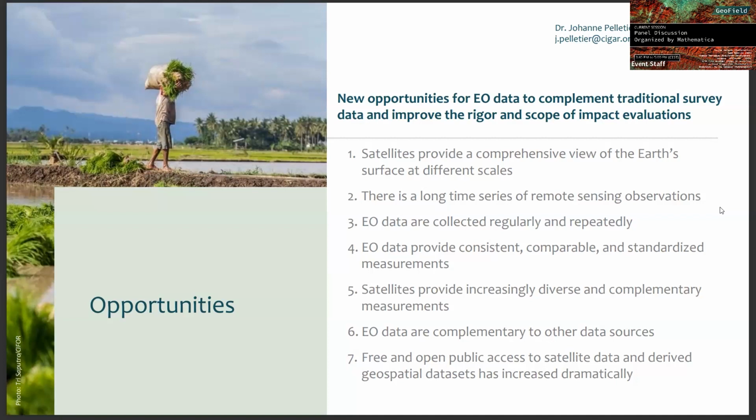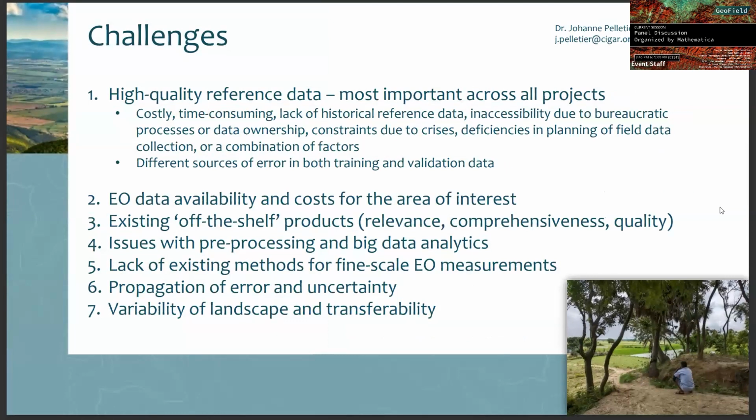There are also diverse measurements coming from LiDAR and radar that measure different aspects and can be complementary, both between themselves, so different types of sensors, but also complementary to traditional survey data. And there's more availability of free and public access. But there are definitely important challenges that people need to take into account.